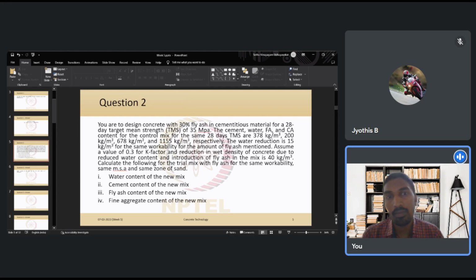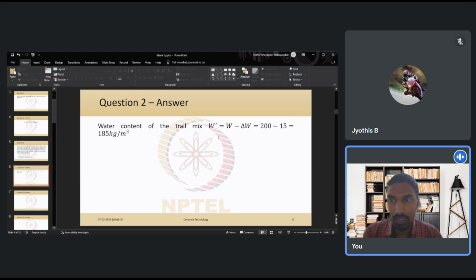Remember, I think 2 weeks ago we looked at mineral admixtures and their effects. Fly ash was one of them, and we saw that addition of fly ash will reduce your water requirement, right? Why? Because it is spherical. These are fine particles, spherical in shape, so they will reduce the porosity, and they will also reduce the amount of water that you need.